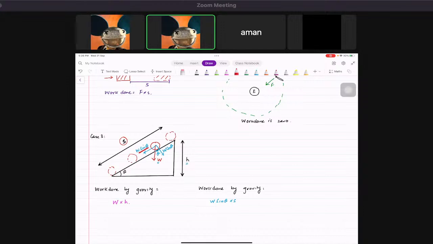So I just want to tell you that it is essential to find the force that is parallel to that particular distance, or a distance that is parallel to that force, to find the work. Okay? I hope that's clear and you will always remember this.